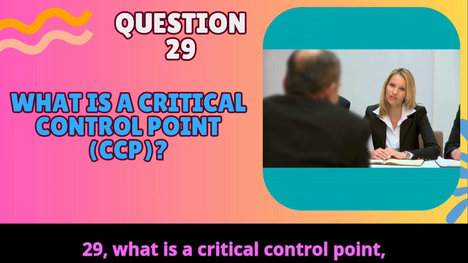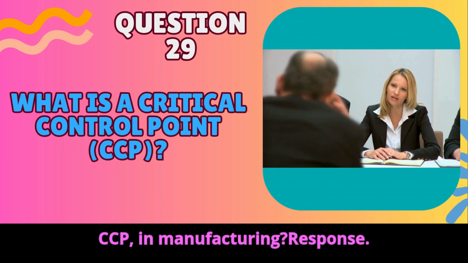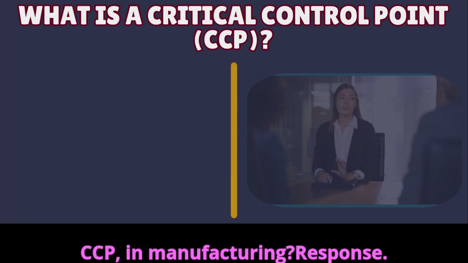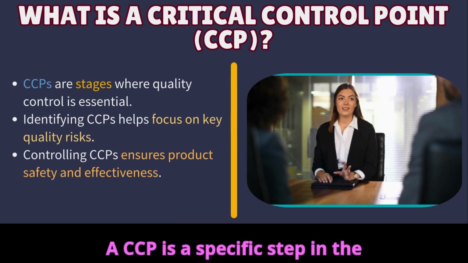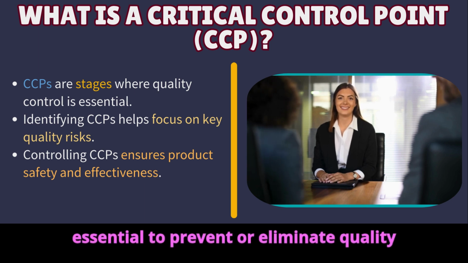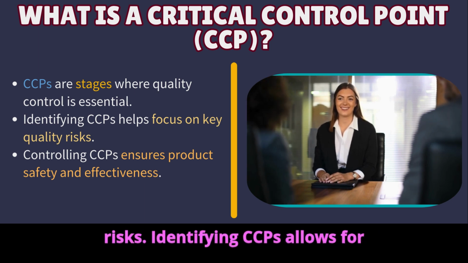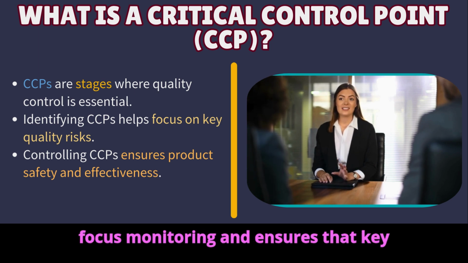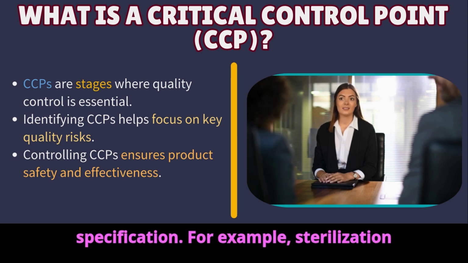Question 29. What is a critical control point, CCP, in manufacturing? Response. A CCP is a specific step in the manufacturing process where control is essential to prevent or eliminate quality risks. Identifying CCPs allows for focused monitoring and ensures that key aspects of the product are within specification.